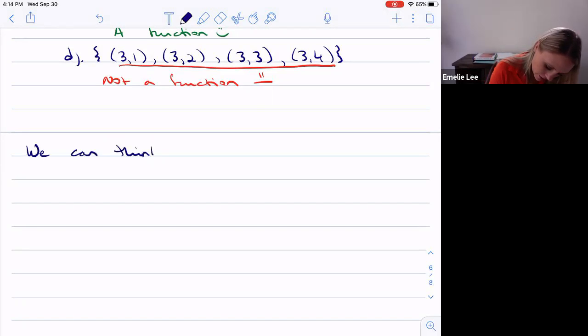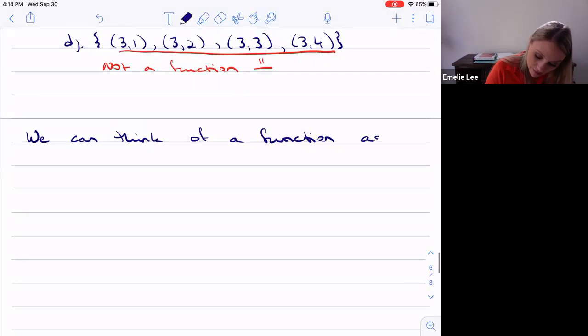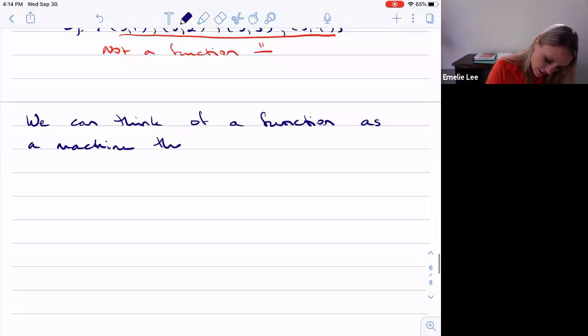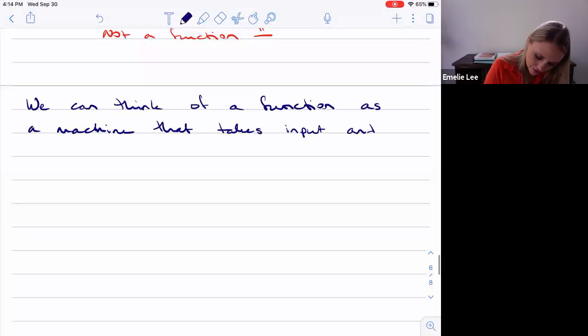We can think of a function as a machine that takes an input and returns an output.